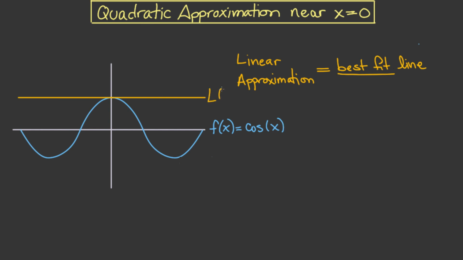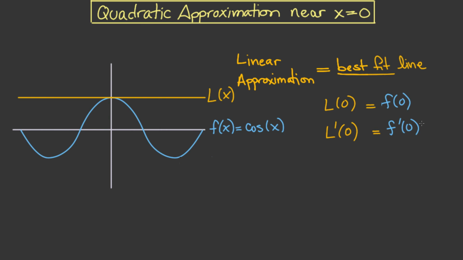What do I mean by best fit? If I let L of x denote this tangent line, then best fit means that the value of the tangent line and the value of the function are equal at 0. So L of 0 is equal to f of 0. And the value of the derivative of the tangent line is equal to the derivative of the function at x equals 0. So L prime of 0 is equal to f prime of 0.